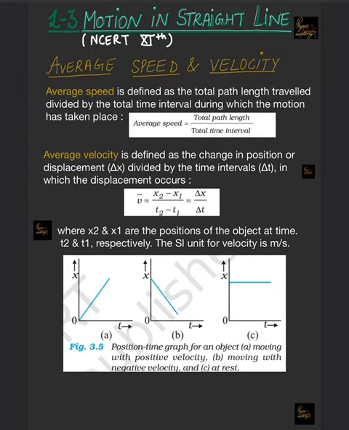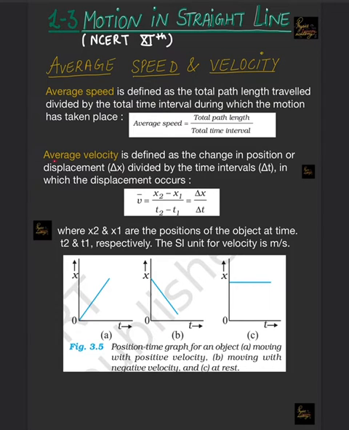Average speed, average velocity. Average speed, how NCERT defines it. मैंने ये NCERT से ही copy करके paste किया है. What we are talking about here is that average speed is defined as the total path length travelled divided by the total time, emphasis on total, during which motion has taken place. So average speed is total path length upon total time interval.